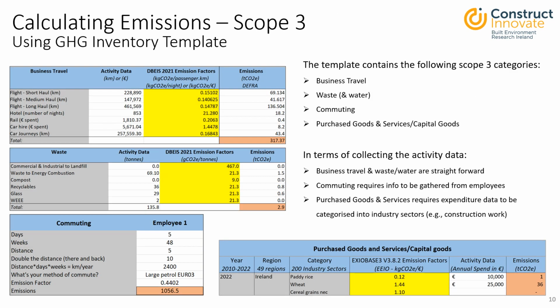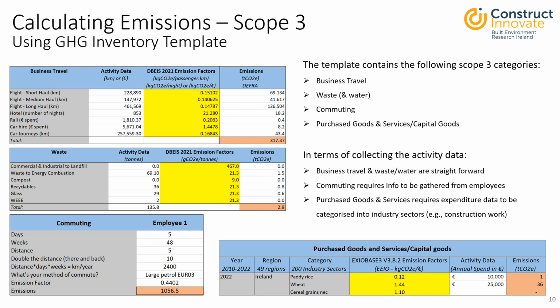Within the University of Galway greenhouse gas inventory template, there's also the ability to calculate the emissions associated with Scope 3. The template contains the following Scope 3 categories: business travel, waste and water, commuting, purchased goods and services, and capital goods. In terms of collecting the activity data, business travel, waste and water are relatively straightforward.